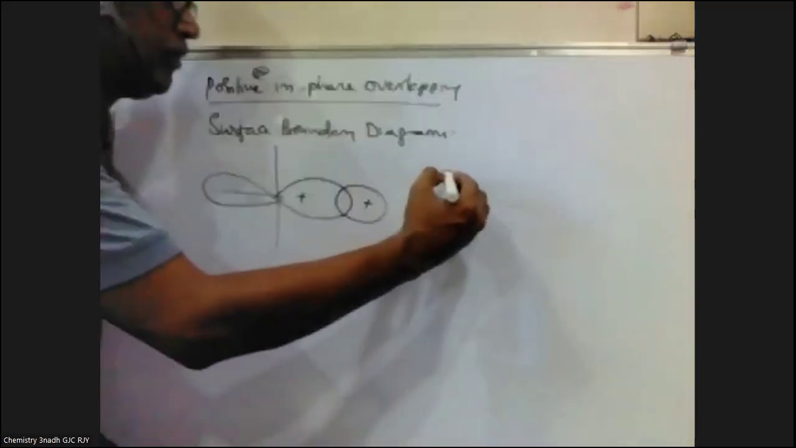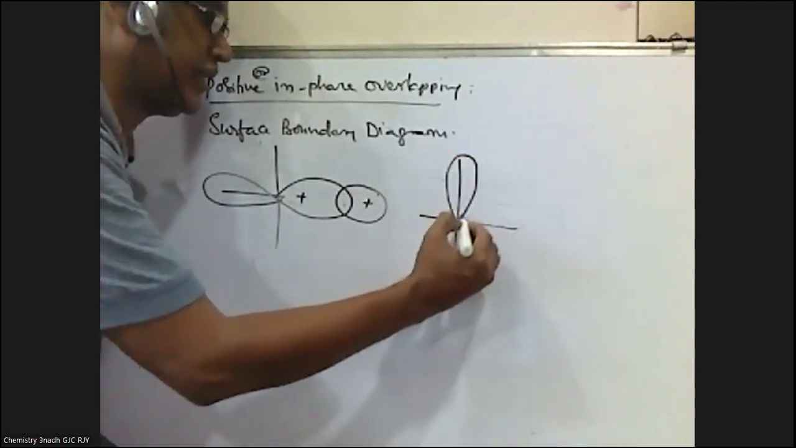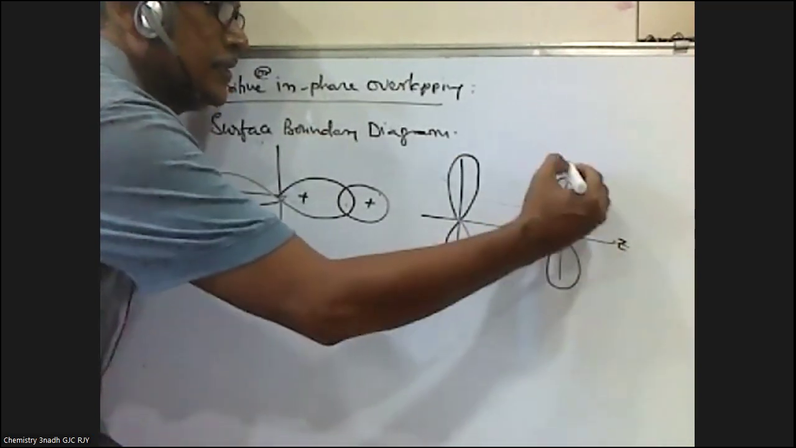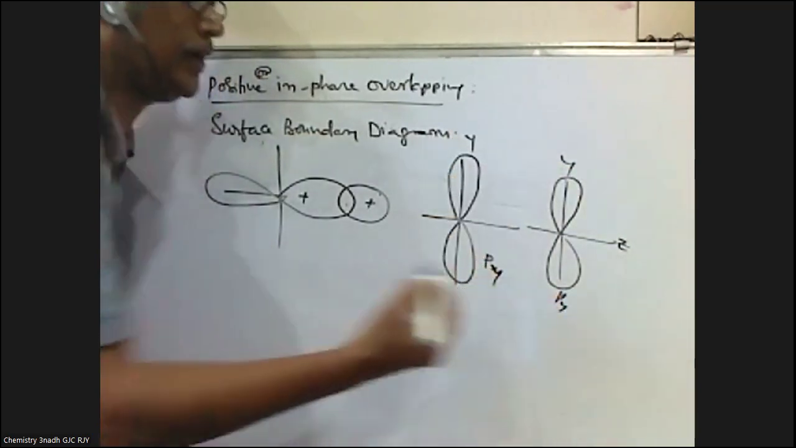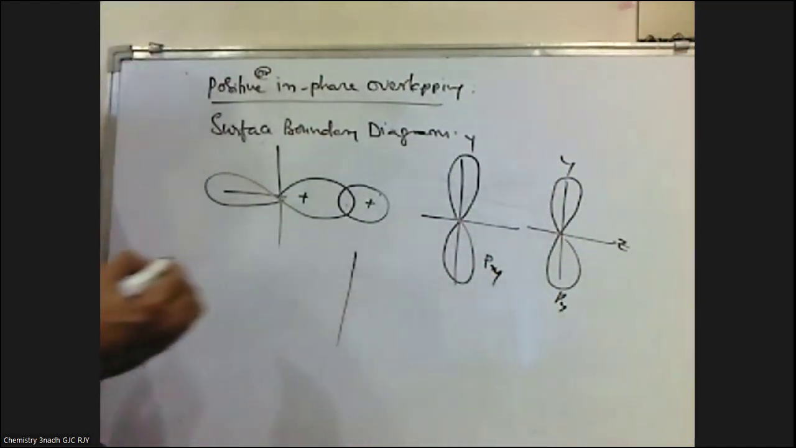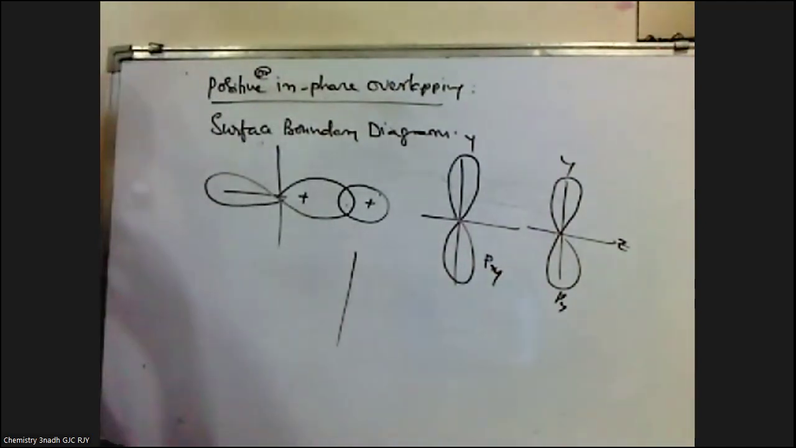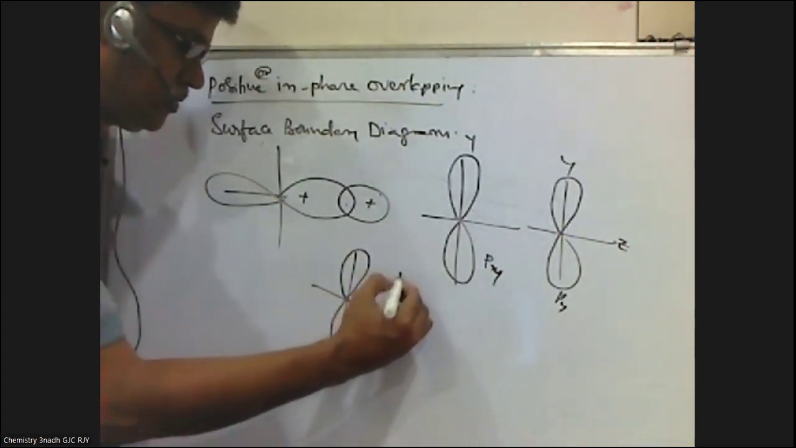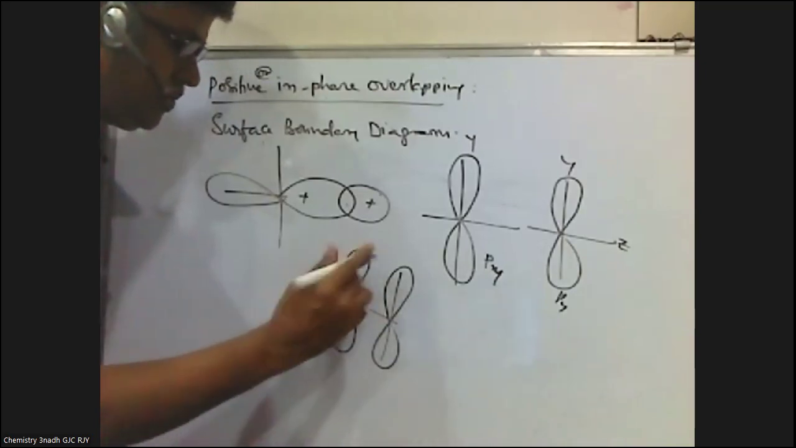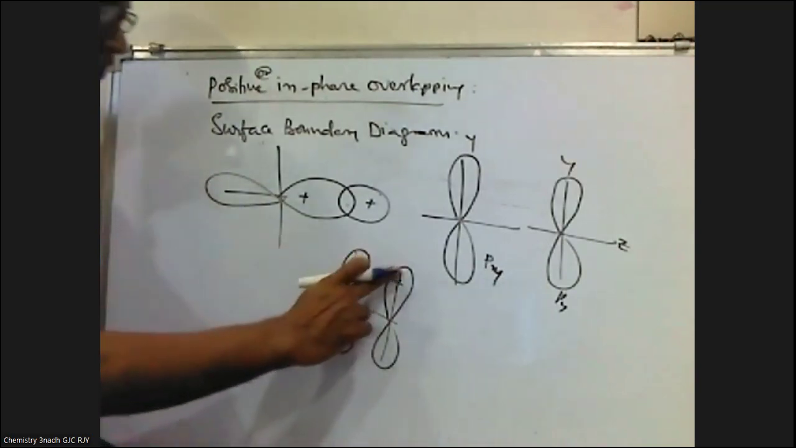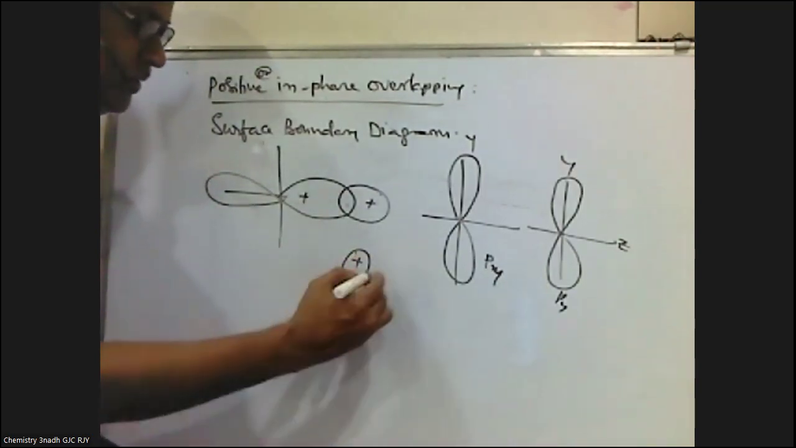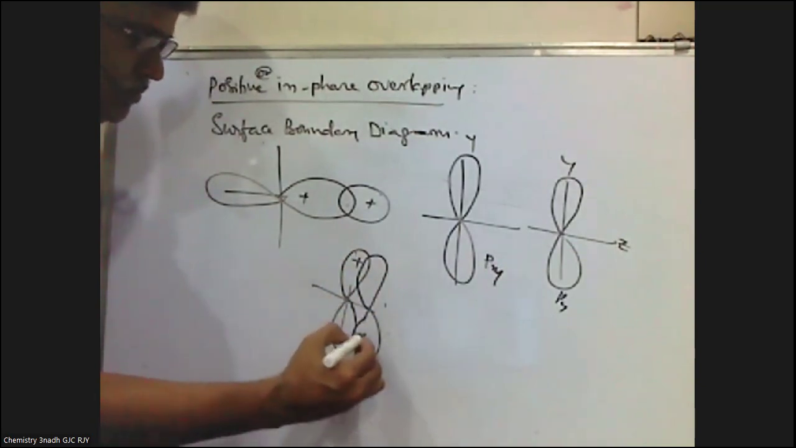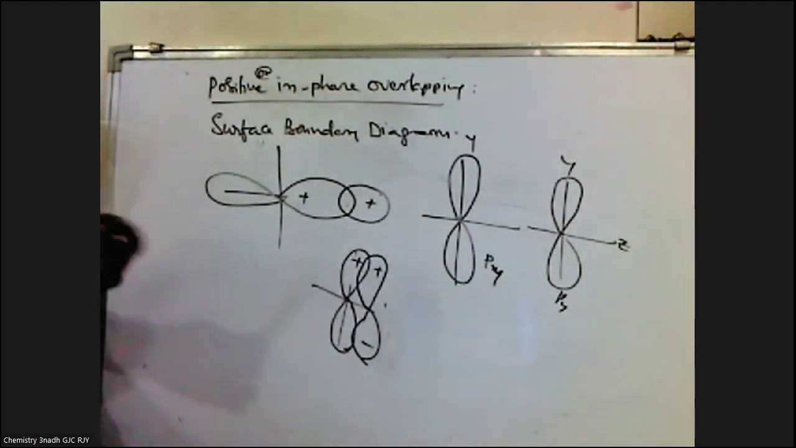If you take either px or py orbitals, for example, this is a py orbital and this is another py orbital, with the z axis and the y axis as shown, they overlap laterally. This kind of overlapping we call positive or in phase overlapping.